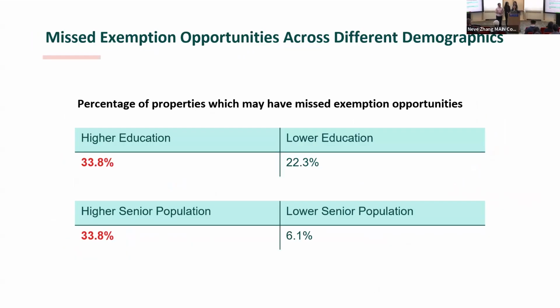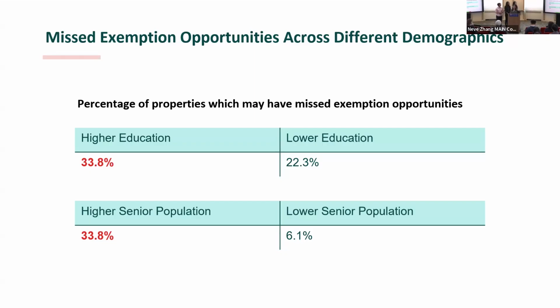We also do some analysis at the demographic level across census tracts. We see that most things stay pretty constant. It shows that our model is pretty equitable overall, but we did notice that the areas with higher education or higher senior population tend to have a high percentage of properties with missed exemption opportunities. And this means that people in these areas are more likely to get flagged in our model.